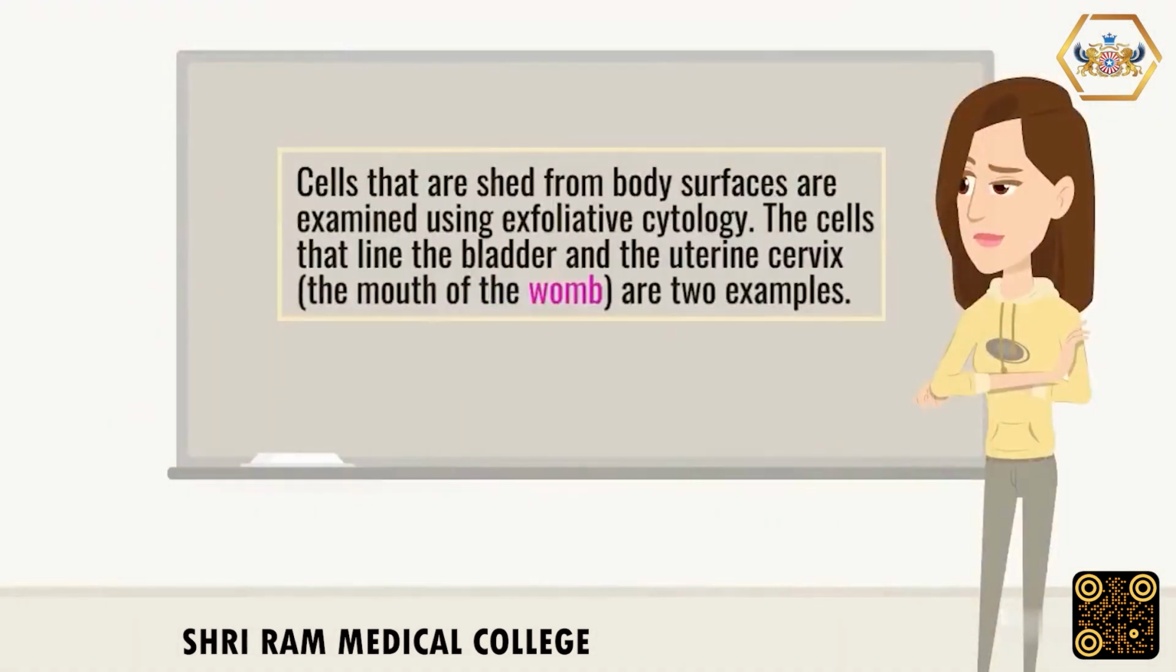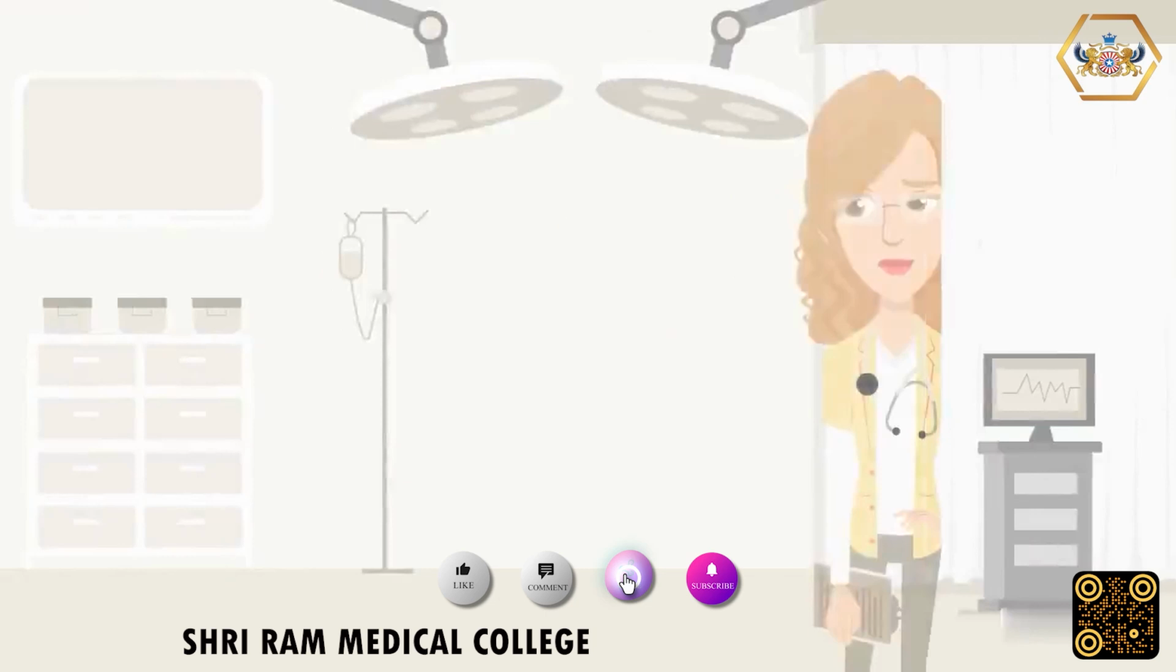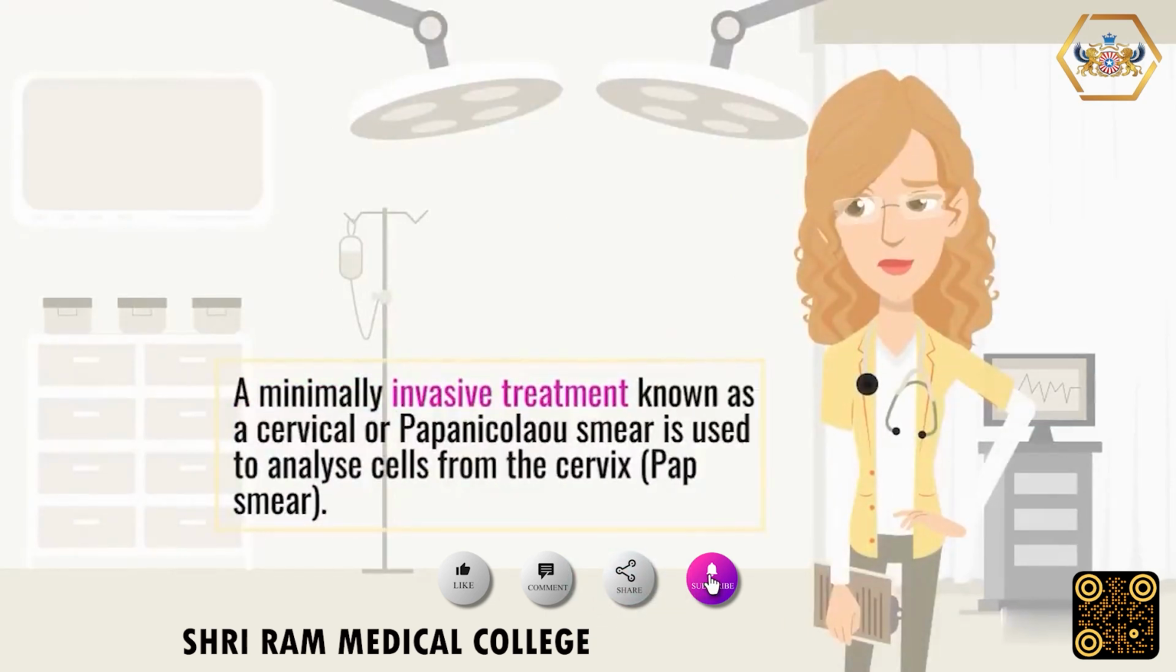Cells that are shed from body surfaces are examined using exfoliative cytology. The cells that line the bladder and the uterine cervix, the mouth of the womb, are two examples. A minimally invasive procedure known as a cervical or Papanicolaou smear, Pap smear, is used to analyze cells from the cervix.